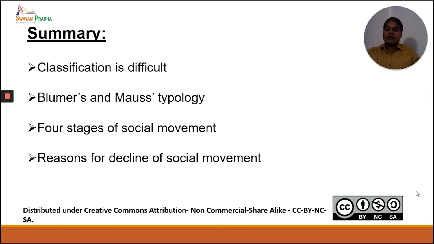Now, decline doesn't mean that a movement has failed, or it does not always represent failure. Decline may also mean success as well as failure, along with repression as well as co-optation. So there are four different meanings of decline. These are repression, co-optation, success, and failure.